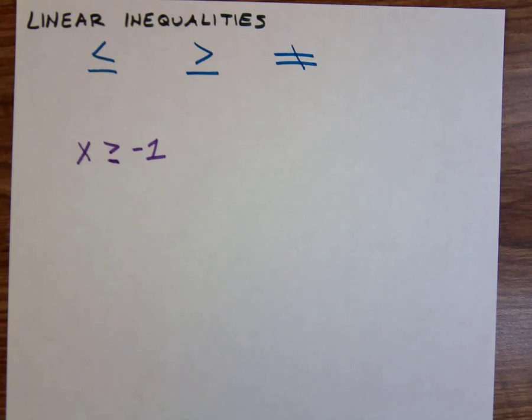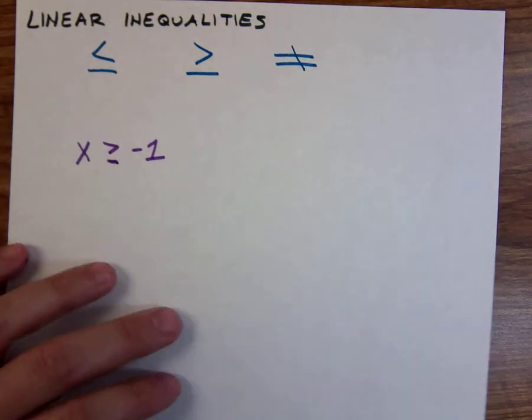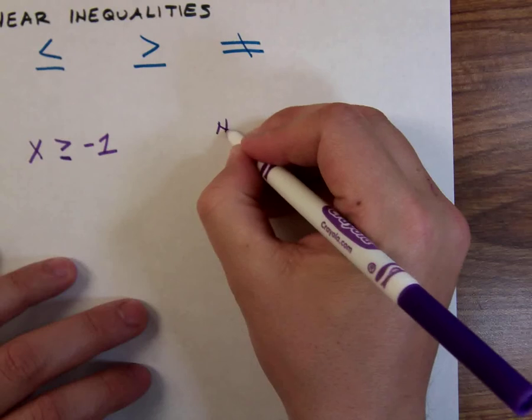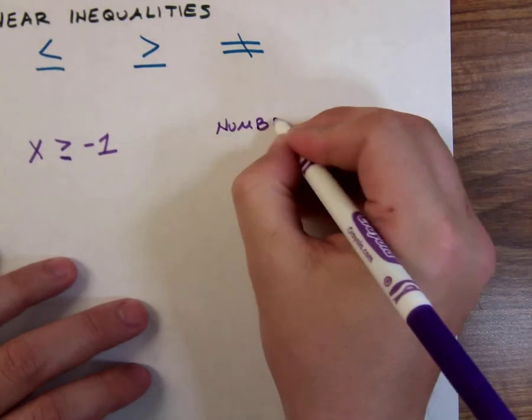Why is it impossible? Yeah, because it goes forever. The numbers that are bigger than -1, that's a lot of numbers, you guys. It's impossible for us to write all those numbers. So we have to kind of cheat when we write all those numbers. One of the ways we cheat is by using something called a number line.